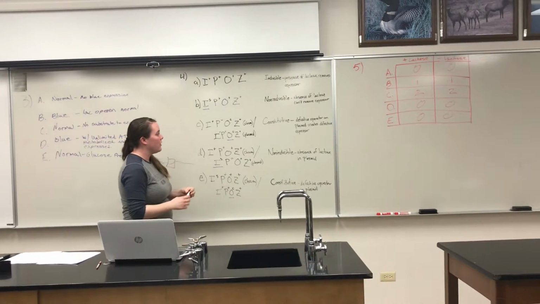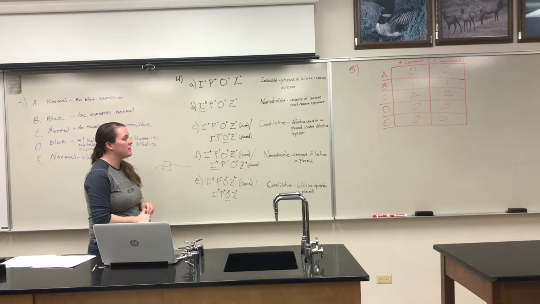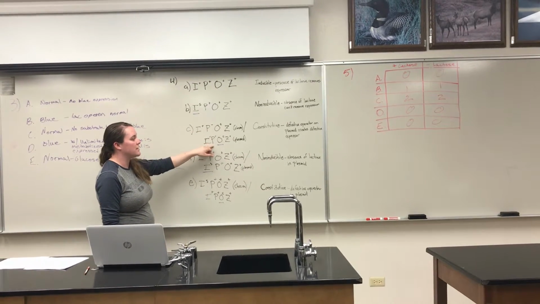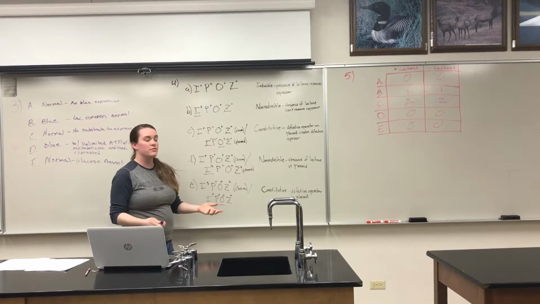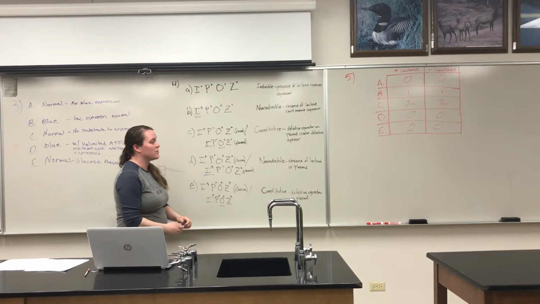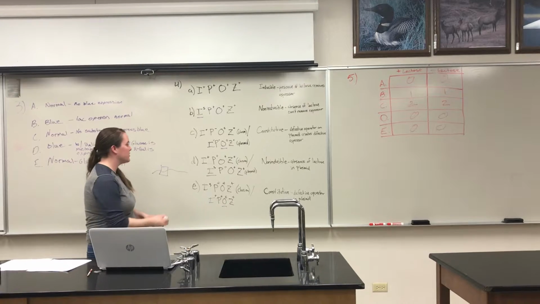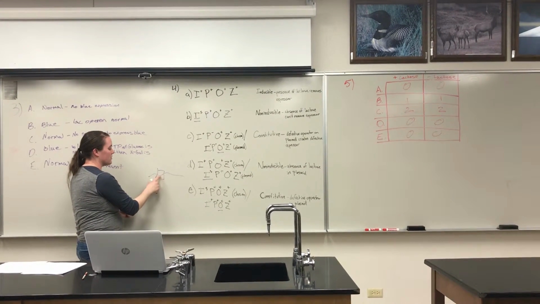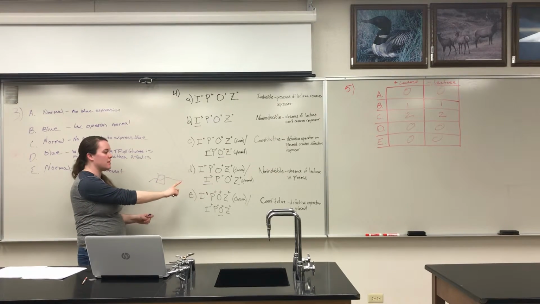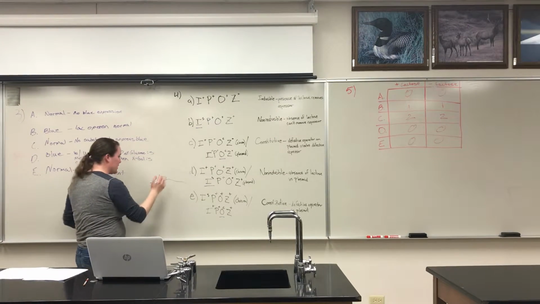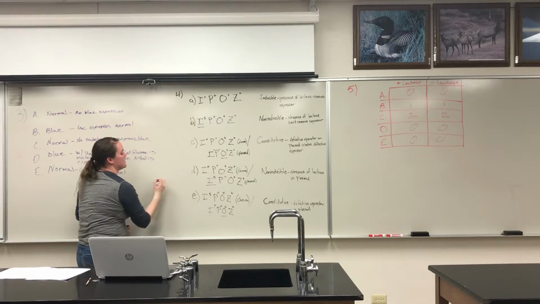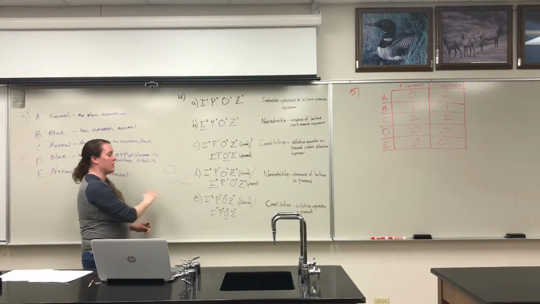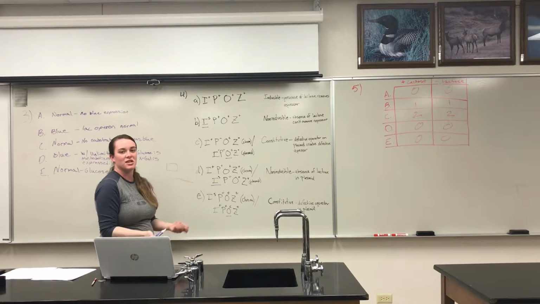For C, we put constitutive because our operators, actually in both the chromosome and your plasmid, are defective, which means that it creates a defective repressor. So your repressor is floating around, but it won't bind to the RNA. So the RNA is continuously being used because there's nothing to stop it.